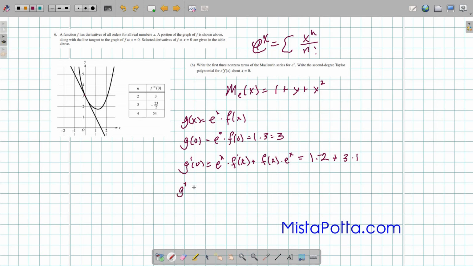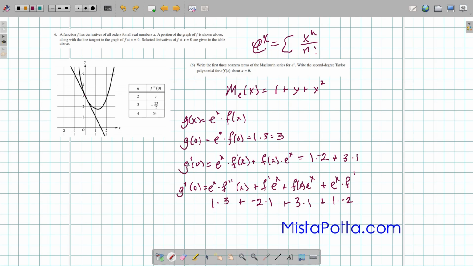And then I need to do the same thing with g double prime of 0, which means I need to take this derivative again. And again, I've got product rules here. So I'm going to have first times the derivative of the second, plus the second times the derivative of the first. And then same thing here. First times the derivative of the second, plus the second times the derivative of the first. So I'm going to have 1 times 3, according to the table, plus negative 2 times 1, plus 3 times 1, plus 1 times negative 2.